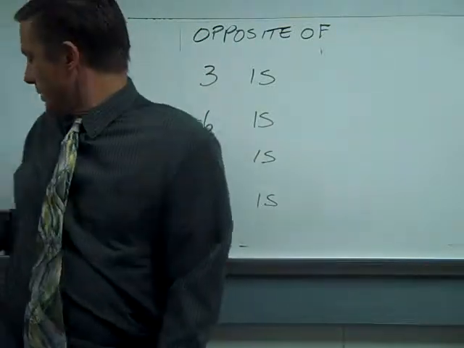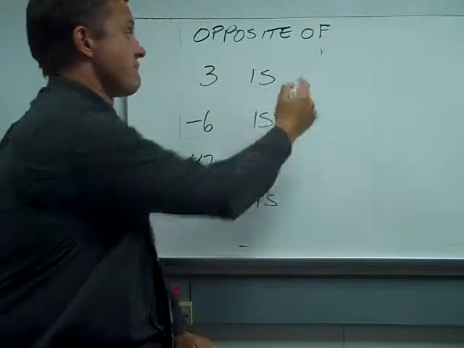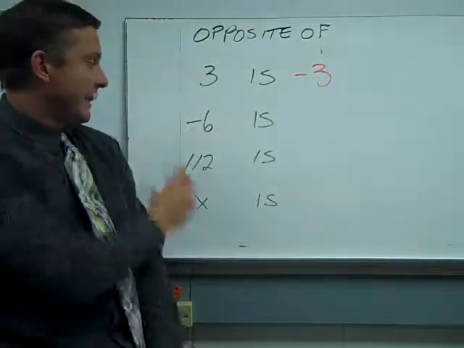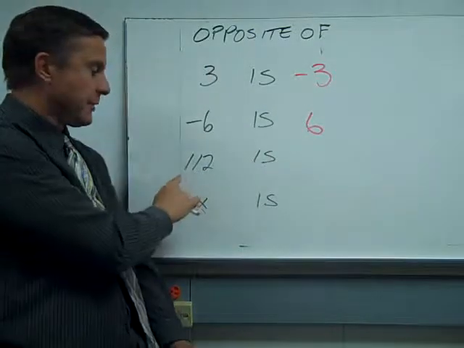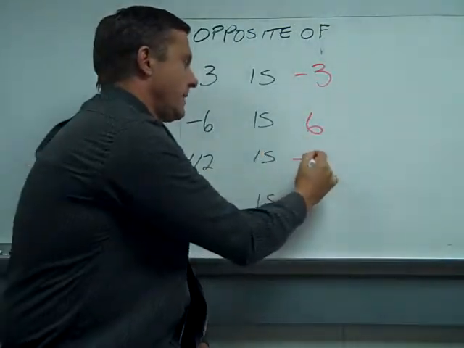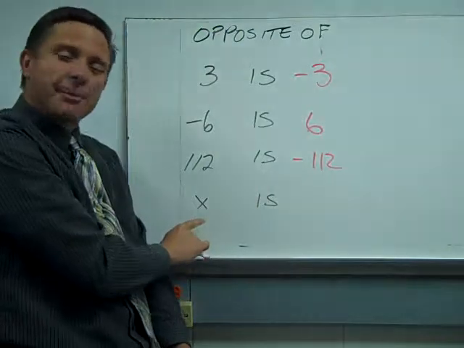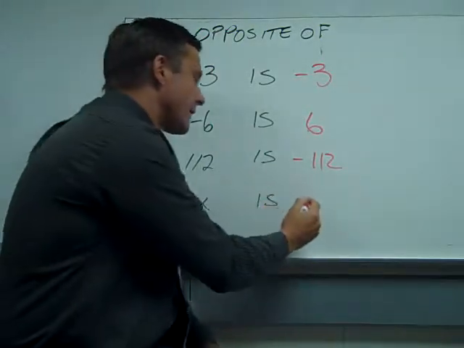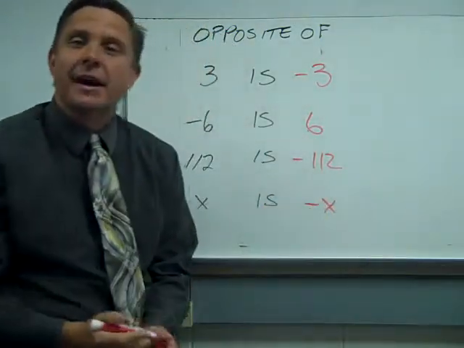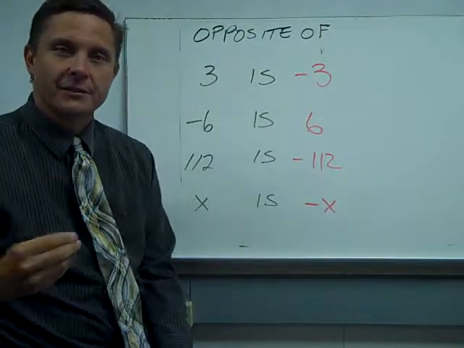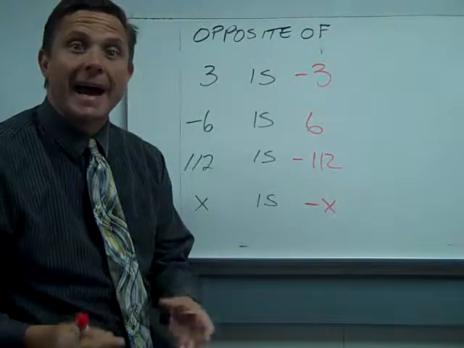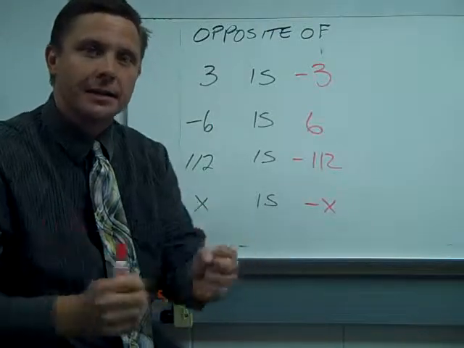The opposite of 3 is simply negative 3. The opposite of negative 6 is 6. The opposite of 112, negative 112. So what's the opposite of x? Just negative x. It doesn't matter where x is. We know it's just the opposite side distance. Opposite of 10 is negative 10. Opposite of a, negative a.